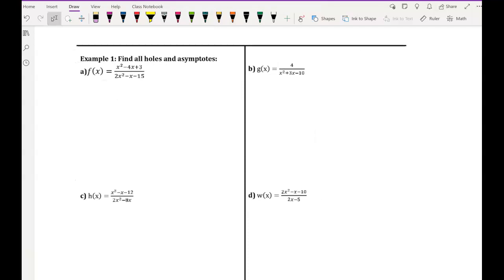All right, find all holes and asymptotes. Let's give it a look. I need to make it fatter really quickly.